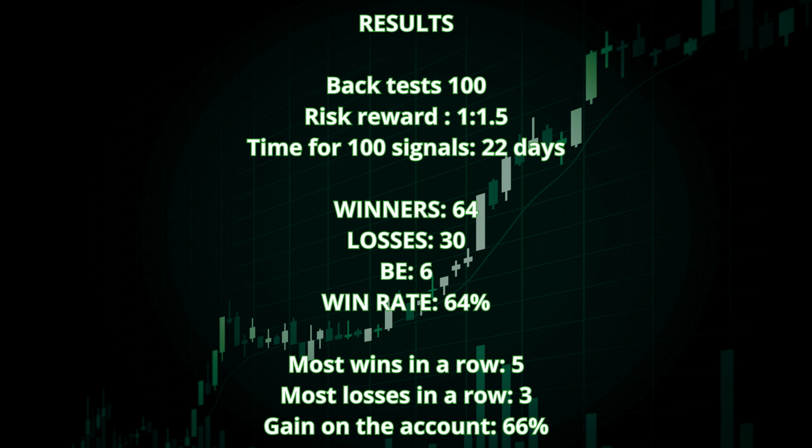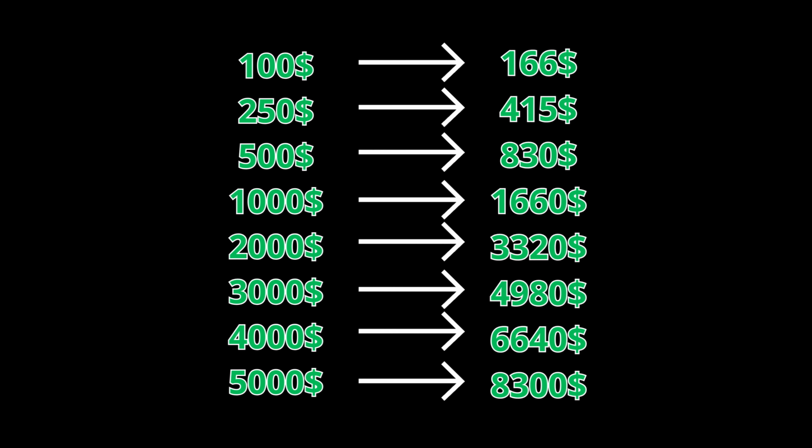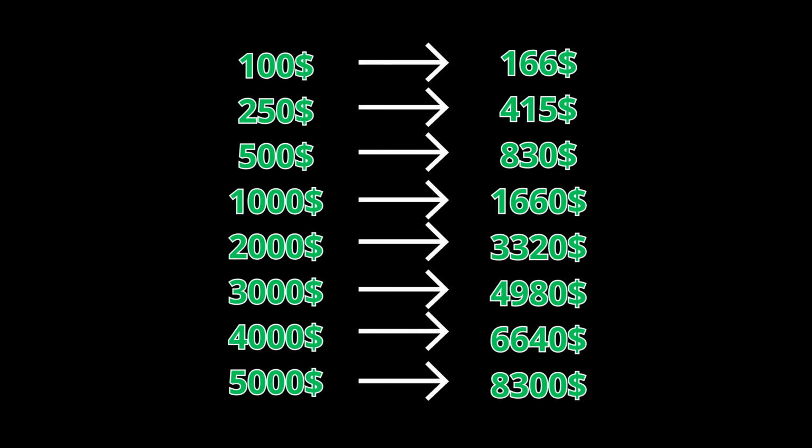Regarding winning streaks, we had a maximum of 5 consecutive wins, while the maximum consecutive losses were 3. Calculating the percentage increase of the account, considering a risk of 1% of the account value for a potential gain of 1.5% in the event of a successful trade, we were able to achieve a 66% gain on the account within 22 days. This translates to the following for trading accounts.